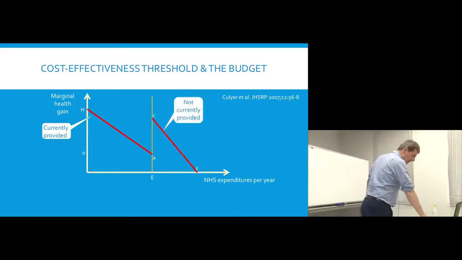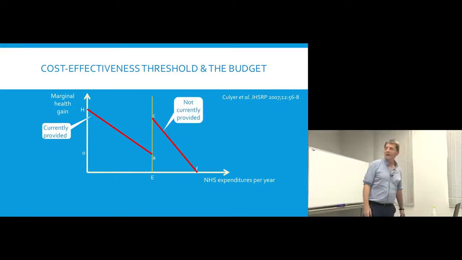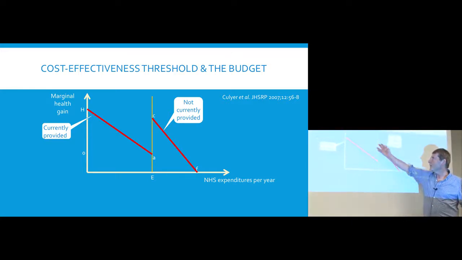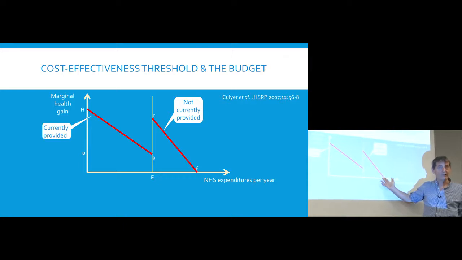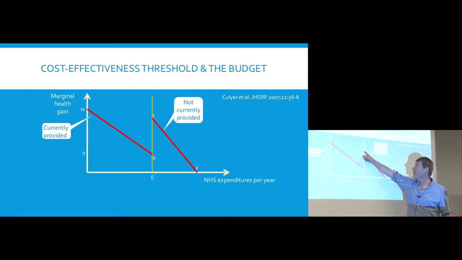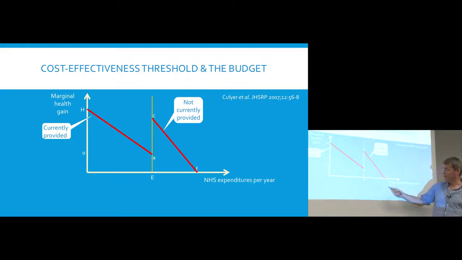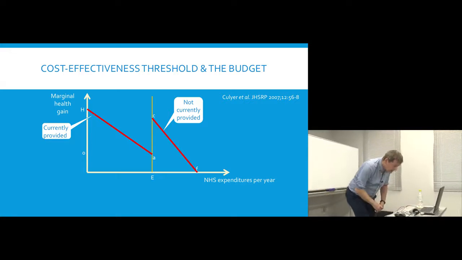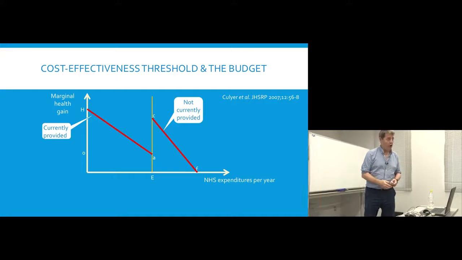Now imagine everything that we're not doing, we're not providing. So there's a series of things we could be doing for patients. This might be new drugs or whatever, diagnostic tests, you name it. And we could order them in terms of those activities which produce the highest marginal health gain down to the lowest. Okay, so the line HA is everything we're currently providing. The line CF is the things we're not providing.